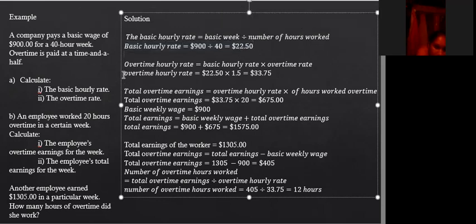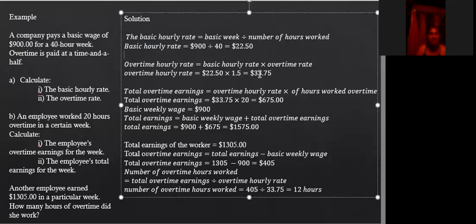So now we did one by calculating the basic hourly rate. They say overtime is paid at time and a half, so they want to find the overtime rate. The overtime hourly rate formula is basic hourly rate multiplied by overtime rate. The basic hourly rate is $22.50 and time and a half is 1.5. So $22.50 multiplied by 1.5 gives you $33.75 for the overtime rate per hour.